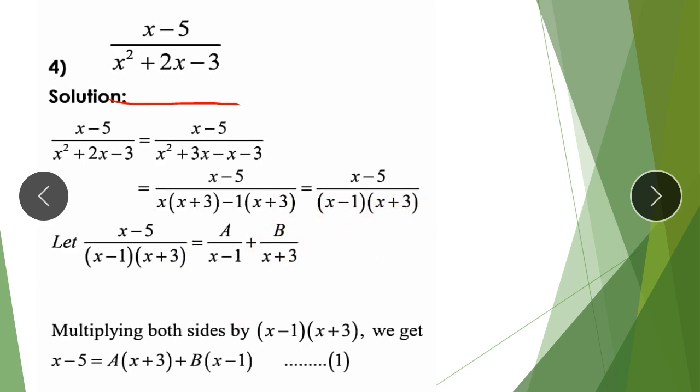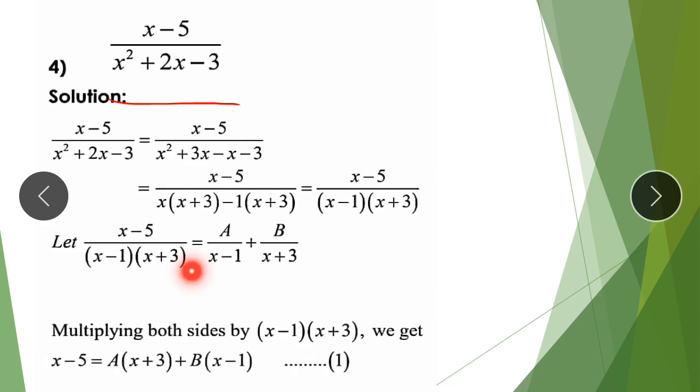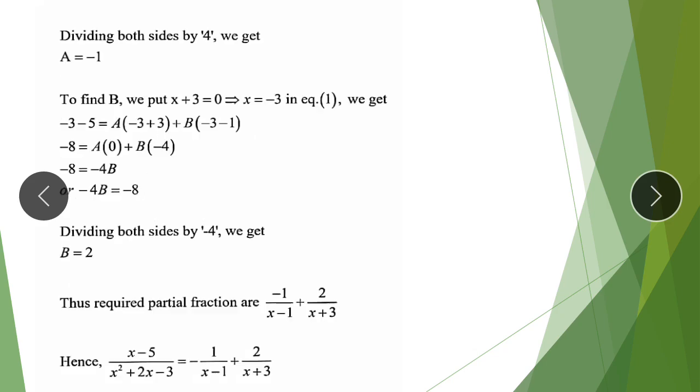Here this is the first partial fraction, and this is the second partial fraction, x minus 1 then x plus 3. Okay, now again the same procedure, we have to multiply by the LCM, then we have to put the value of x equal to 1 and x equal to minus 3. When 1 is put, we will get the value of a, and it will be minus 1. Now when we will put the value for b, x equal to minus 3.